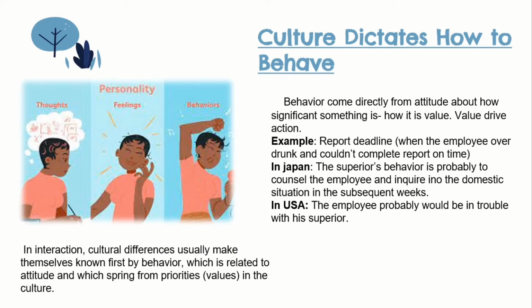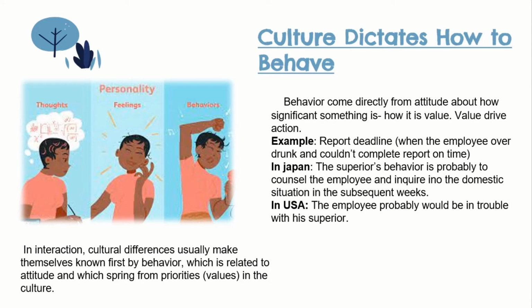It's about a report deadline when the employee overdrank and could not complete the report on time. So in Japan, if the employee could not complete the report on time, the superior's behavior is probably to conceal it for the employee and inquire into the domestic situation in the subsequent week. But in the USA it's different. The employee probably would be in trouble with his superior, or he would probably say he is sick and could not complete it on time.